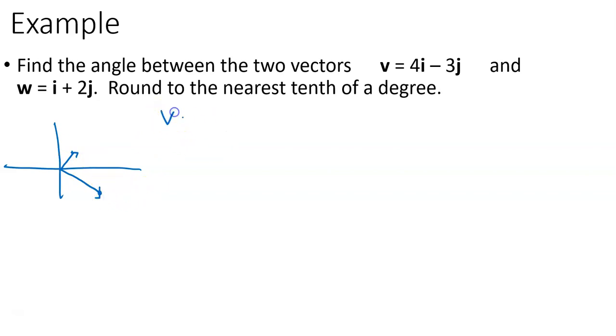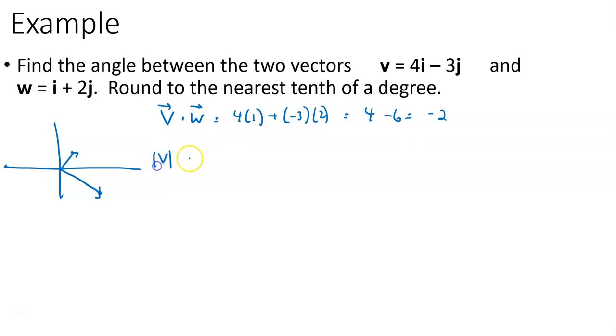So the dot product, v dot w, is going to be 4 times 1 plus negative 3 times 2, which gives me 4 minus 6, which is negative 2. Is it possible for a dot product to be negative? Yes, it is. All right, let's find the magnitudes of each of those.